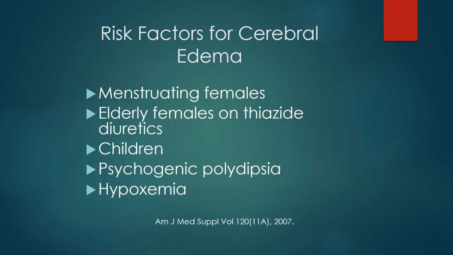In general, small individuals with low total body water can develop hyponatremia more easily from relatively little positive water balance. Risk factors for cerebral edema from hyponatremia include menstruating females, elderly females on thiazide diuretics, children, psychogenic polydipsia, and hypoxemia.